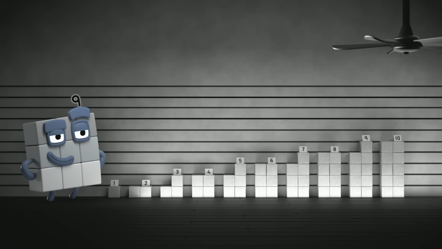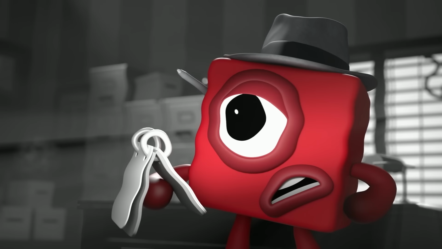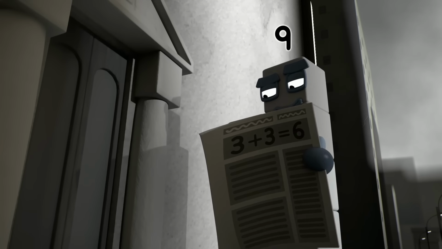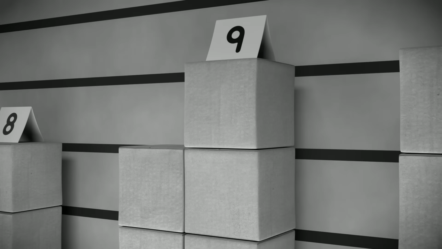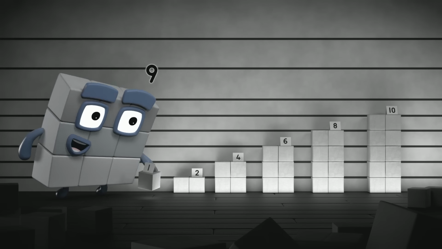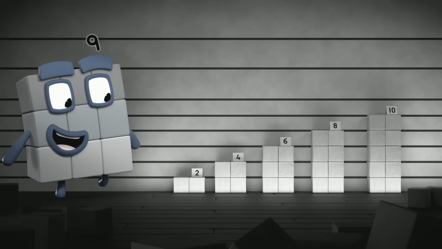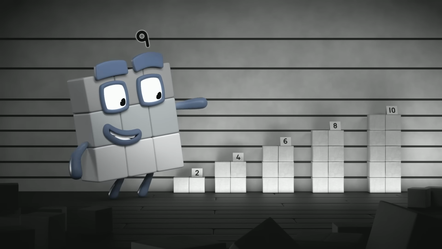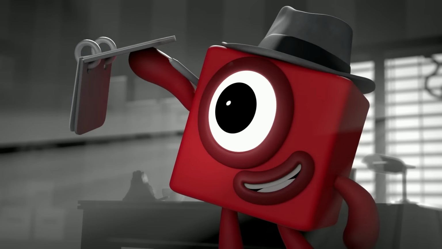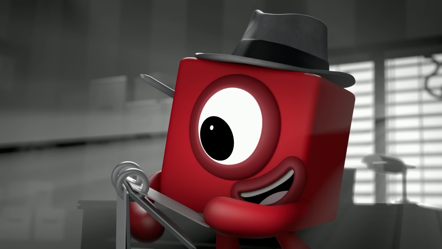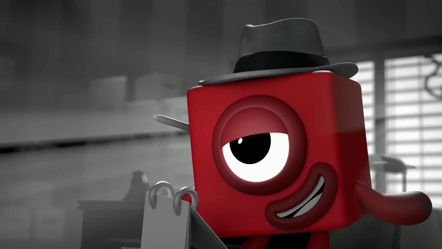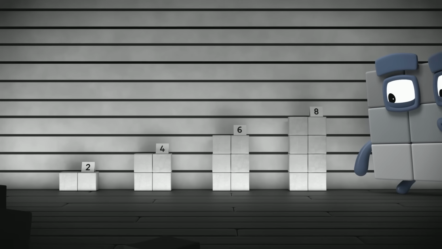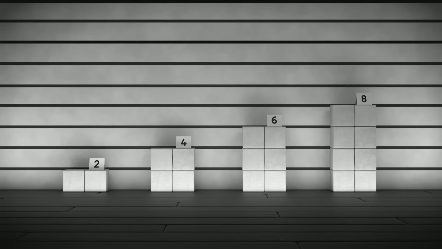Let's look at what we know. Clue one. The suspect had a flat head when standing 2 blocks wide. So it can't have been 3, 5, 7, or 9. And it wasn't you, because you can't stand 2 blocks wide. 2, 4, 6, 8, 10. The suspect must be an even number. Bingo! And remember clue two, the suspect was smaller than 9. So it can't have been 10. That still leaves 2, 4, 6, and 8. But which was it?